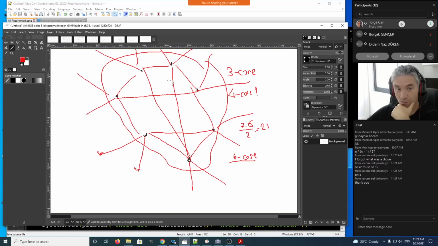It's still a 3-core because, if you consider this subgraph, this node is connected to 3 other nodes in this subgraph. So this subgraph here is a 3-core. In order to be a 4-core, each of them has to be connected to a 4th node within the subgraph. That's what the K-core definition is.